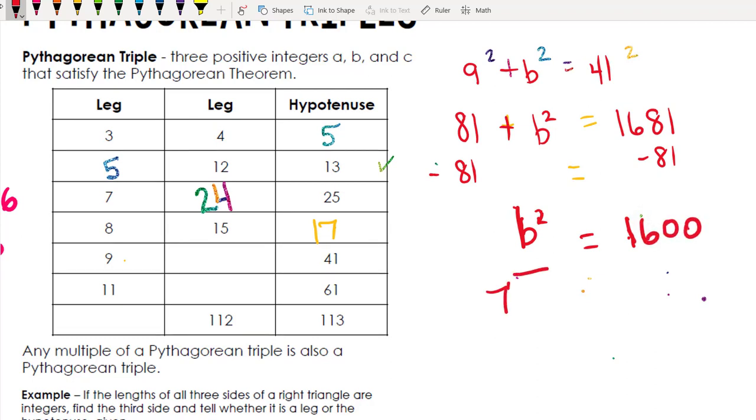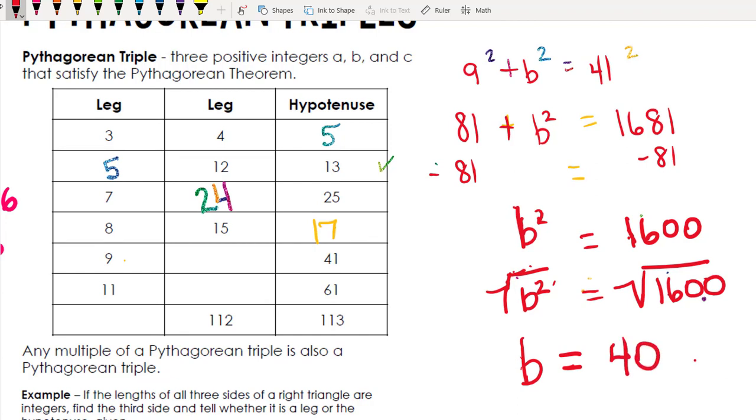And now I square root both sides. I square root both sides to keep it balanced and also to find out the value of the single variable b. These two actions undo each other, so I'm left with one single letter b, and the square root of 1600 is 40. And we're going to follow the same process for the next one.